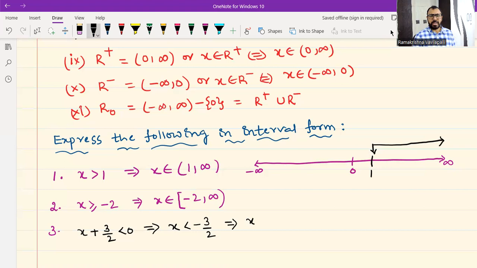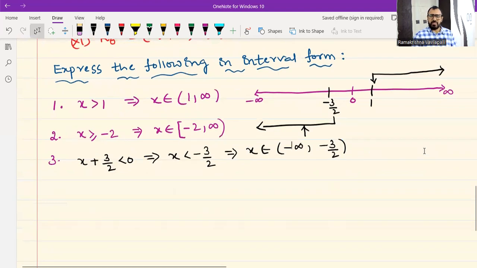I think now you can understand the main importance of intervals. So we'll write in interval form: minus infinity, it starts from minus infinity and goes up to minus 3 by 2. This is minus 3 by 2, and this is minus infinity, corresponding to this one. Do not confuse. Like this, in order to solve linear inequalities, this is known as solving of linear inequalities. I'll give you one more example.